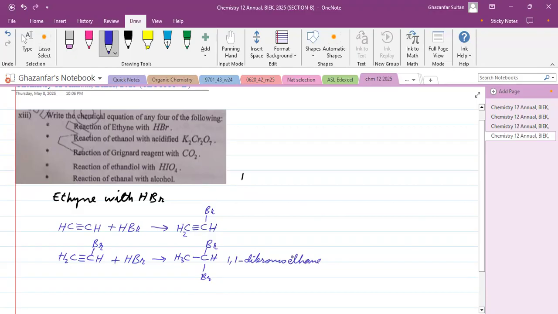There is no gap in the name. And here I have made a mistake: there should be a double bond, not a triple bond. Okay. So this compound is 1-bromoethene.